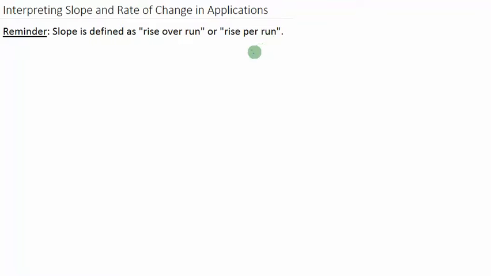Anytime you divide by a unit, it's per that unit. So this is the more useful version for applications. Okay? So that's the first thing I want to say. Now let's get into an example.